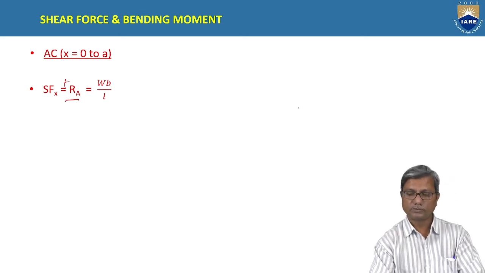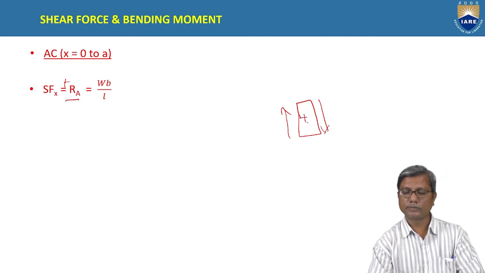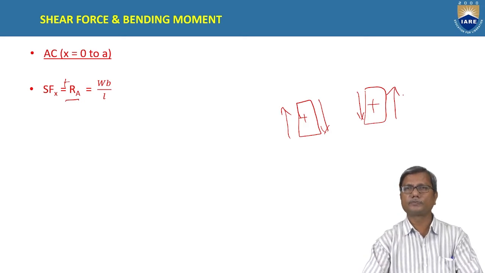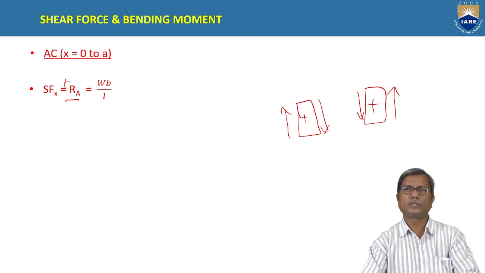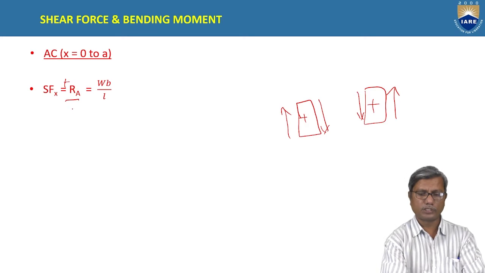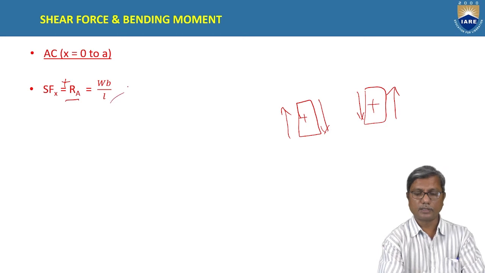The convention for shear force is, if this is the section, left side upwards and right side downwards are positive shear forces, and left side downwards and right side upwards are negative shear forces. Okay, the forces to the left acting upward are considered positive, and to the right acting downward are considered negative. So in this case, we have positive shear force at X, which is Ra, that is WB by L.